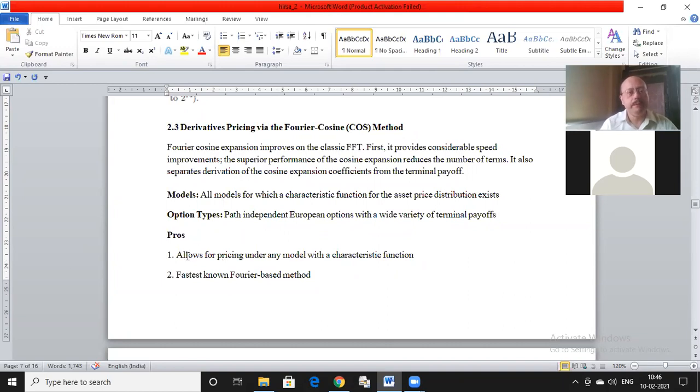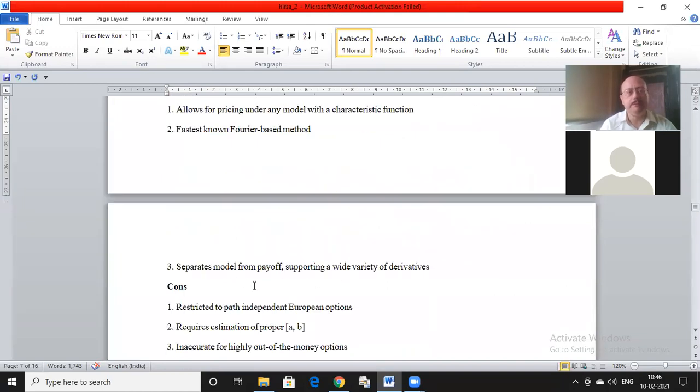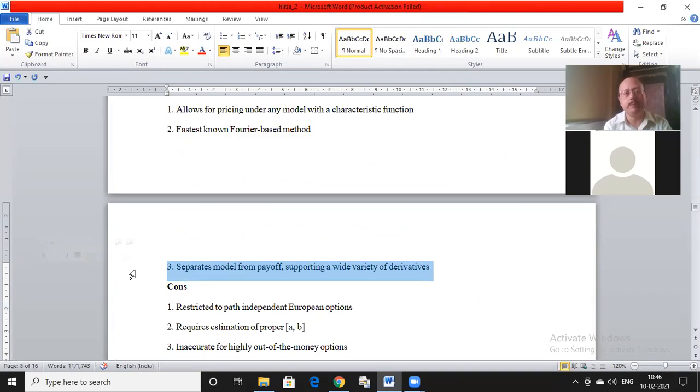The advantages are it allows for pricing under any model with a characteristic function. This is actually the fastest known Fourier based method, fastest among the three that we are discussing. And this is a big advantage. It separates model from the payoff, the terminal payoff. So in effect, it can support a wider variety of derivatives.